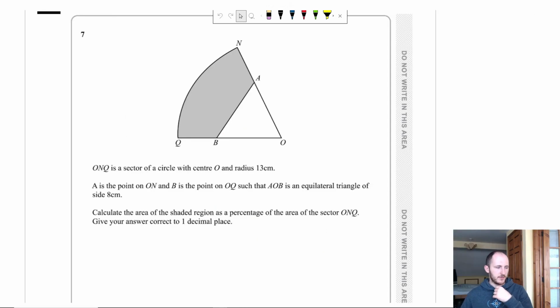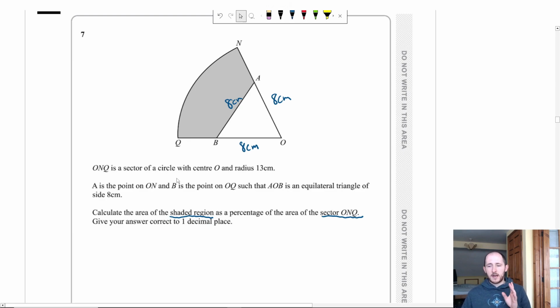For this question, we are given a sector, which is this overall pizza slice looking thing, and inside we have an equilateral triangle, and we have this shaded region as well. It tells us a bunch of information, so that it's an equilateral triangle for side 8 centimeters, so we can label that right now. All of these are 8, and there's actually something else we can label, but I'm going to get to that in 1 second. We need to calculate the area of the shaded region as a percentage of the area of the whole thing. So what we need is we need to work out the area of the shaded region, and we need to work out the area of the sector.